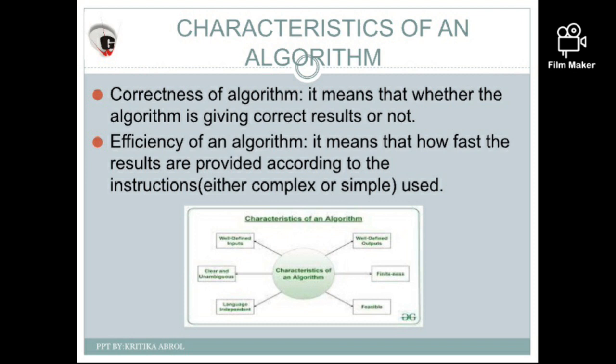The second characteristic says efficiency. Efficiency of an algorithm means how fast the results are being generated, whether it is a complex or a simple problem. So, writing an algorithm is itself a task. So, make sure while writing an algorithm, instead of using complex statements, you write simple and easy statements which are understood by everyone who is further using that algorithm to create any program.